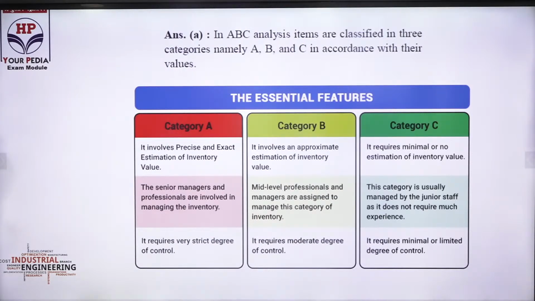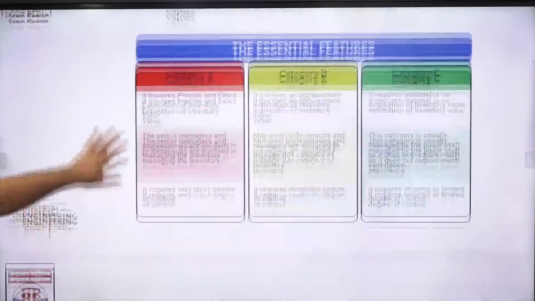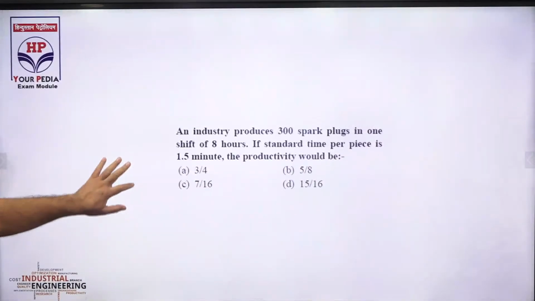But this is very important. I mean, what kind of A, B, C inventory control should there be? Done? Yes. Next, go for now.